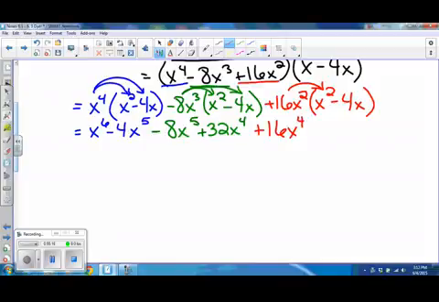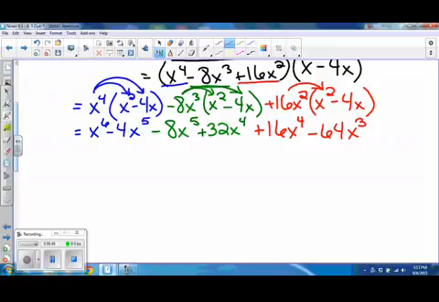What do I distribute next? 16x squared times negative 4x. What's 16 times 4? 64. Positive or negative? Negative. And that's x to what power? The 3rd. Yes. That was a long problem.